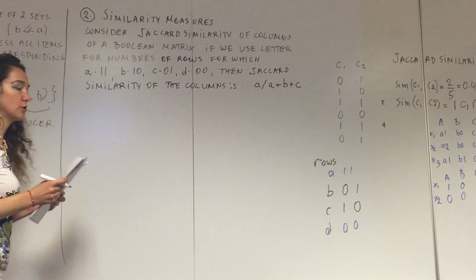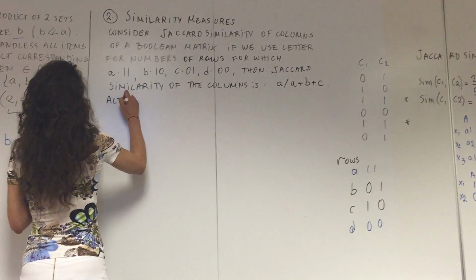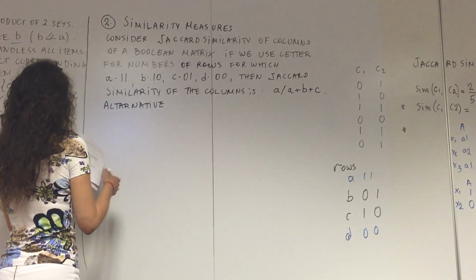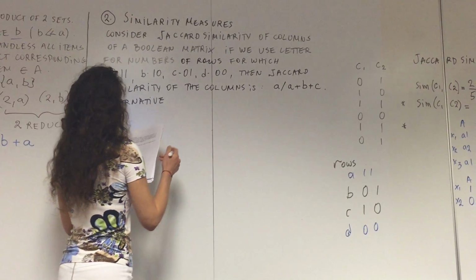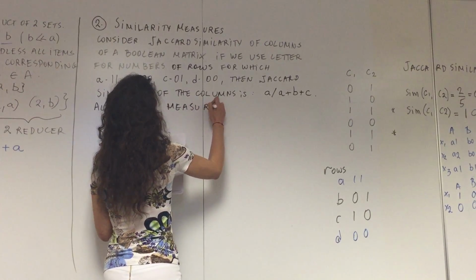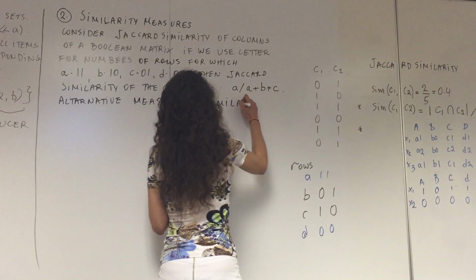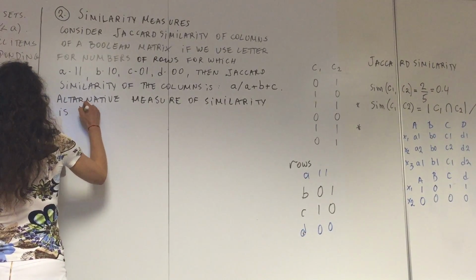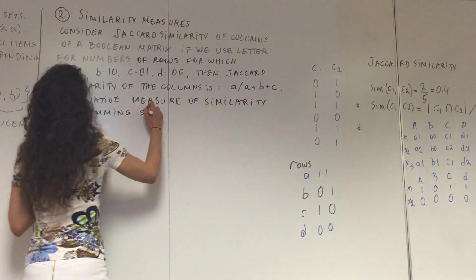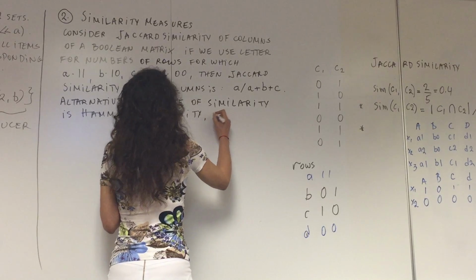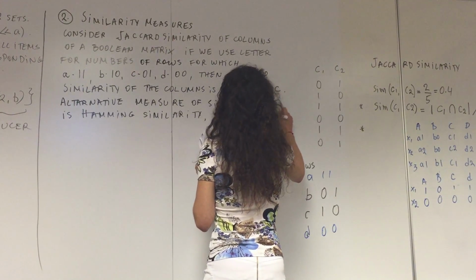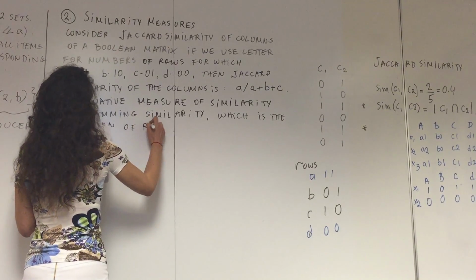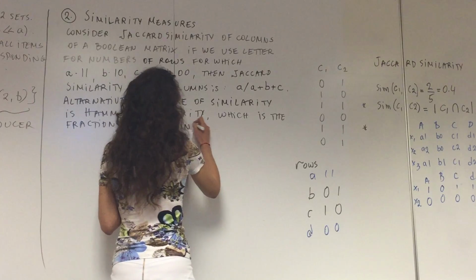That's one similarity measure that we saw. There's another one, an alternative measure of similarity, which is Hamming similarity, which is the fraction of rows in which these columns agree.